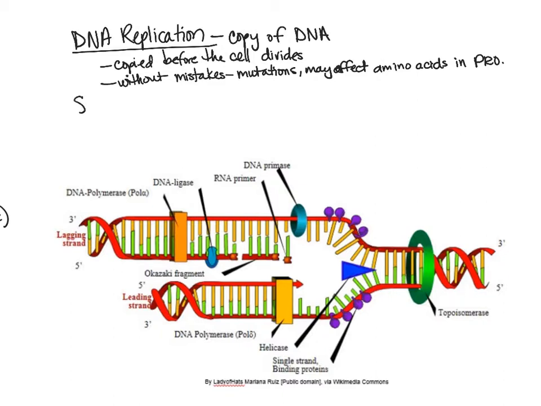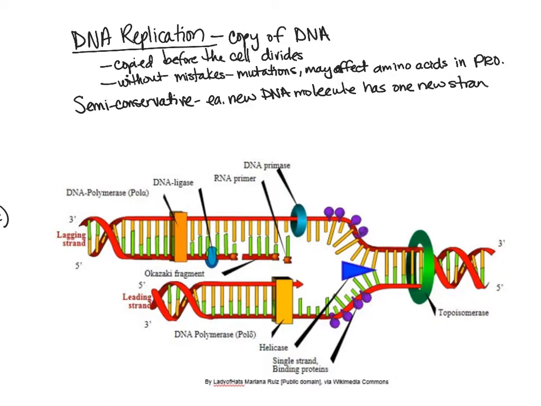So DNA replication is what is called semi-conservative. And what that means is that each new DNA molecule has one new strand and one old strand.